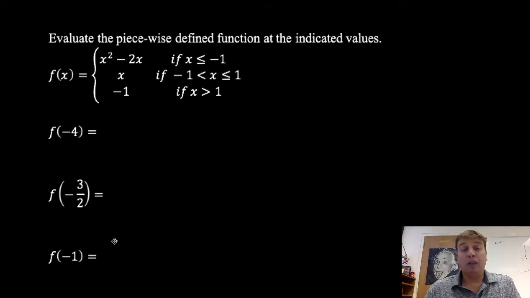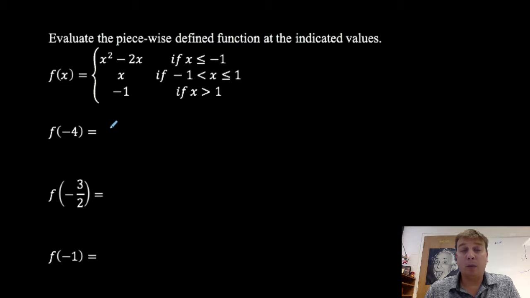In this particular example, we're going to take some values and substitute them into this function. If I take a look at the first one, when I substitute -4 in for the x value, I've got x is less than or equal to -1. So that means we have to use the top one. All right, let's get our pen on here. So -4.